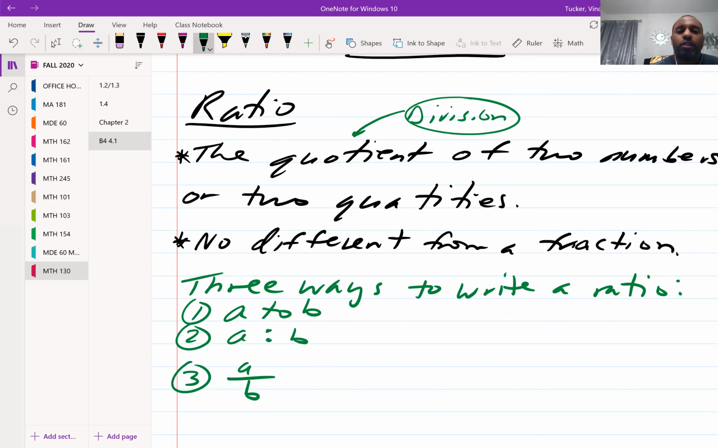All right, so your ratio is the quotient of two numbers or two quantities. It's no different from a fraction. And we have three ways that we can write a ratio. You can write A to B, A colon B, or A over B, and all three of those represent the same thing. Notice that the first term coincides with what's on top, your numerator.